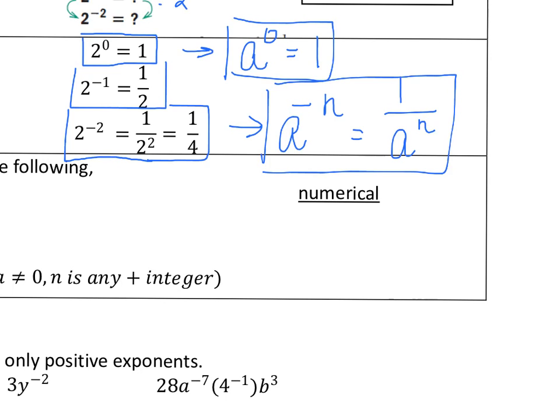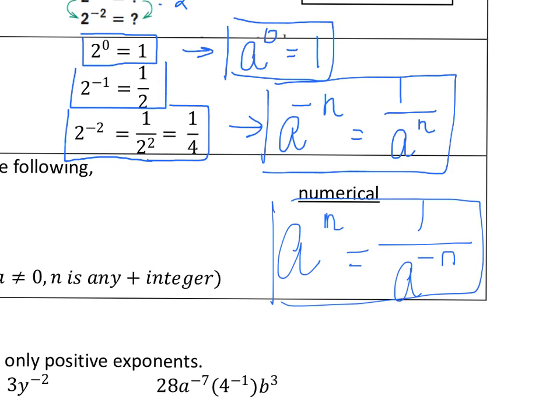We can also say a to the nth power equals 1 over a to the -n power. Okay? So what happened? If you have a negative exponent and you move it to the bottom, it becomes a positive exponent. If you begin with a positive exponent and you move it to the bottom in the denominator, it becomes a negative exponent. Okay?